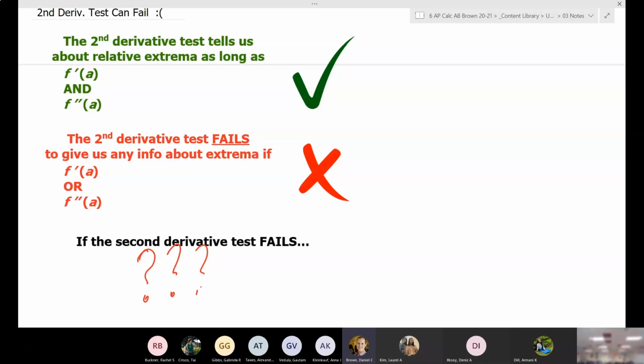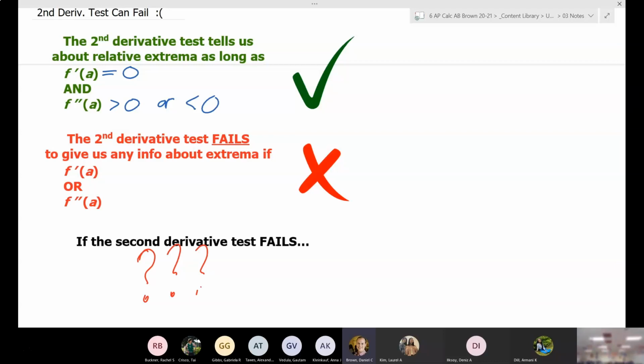The only way you can use the second derivative test is if your first derivative is equal to 0 and your second derivative is greater than 0 or less than 0. If your second derivative is equal to 0, you can't use it. If your second derivative is undefined, you can't use it as well. So that's the main thing you want to get from the second derivative test. First derivative has to be equal to 0, and the second derivative has to be positive or negative.